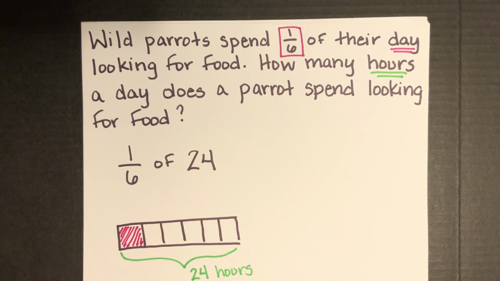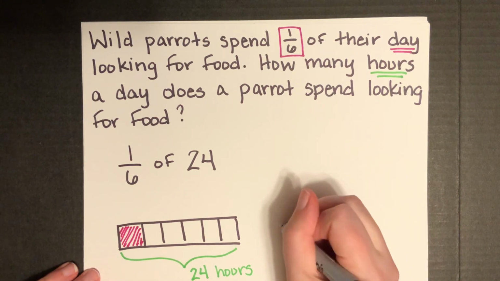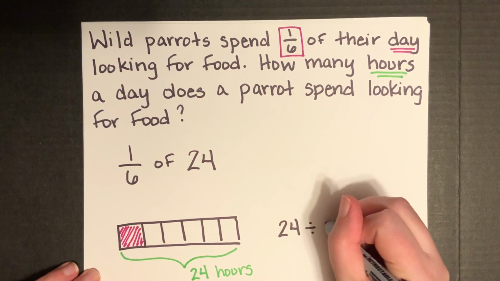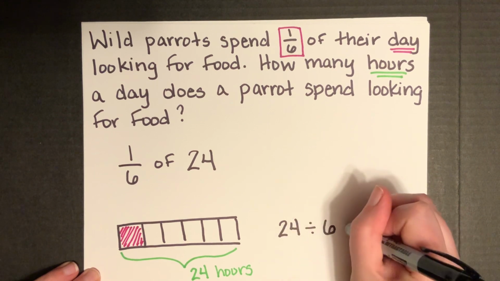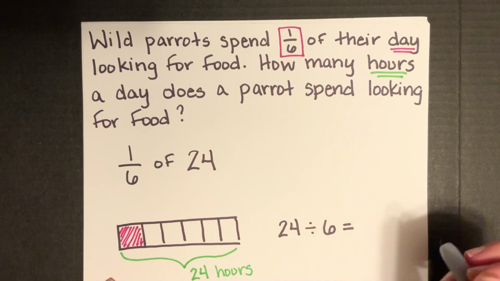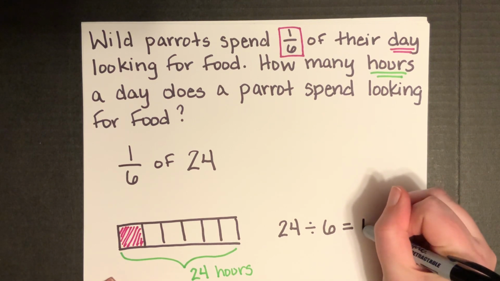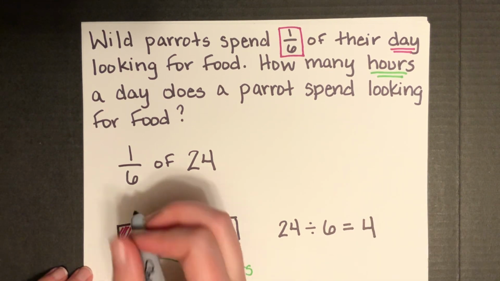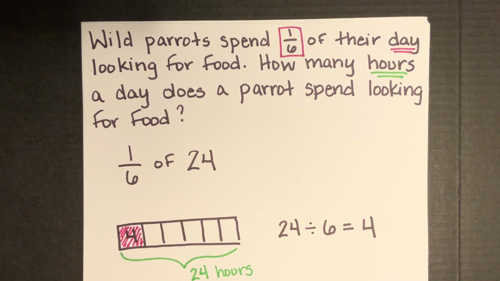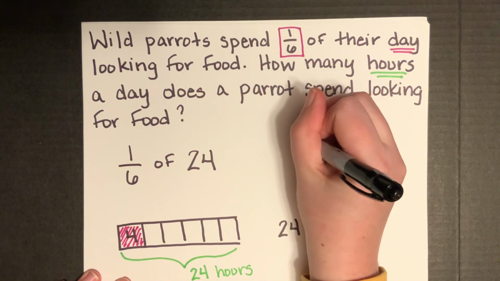1/6. So what we're really asking is what is 24 broken up or divided by 6, broken up into 6 parts. Okay, so if we took 24 and we broke it up into 6 parts, we would see that we had 4 in each part. So this here represents 4.